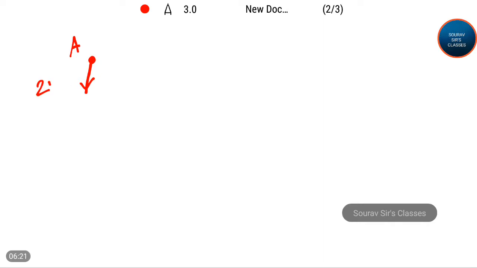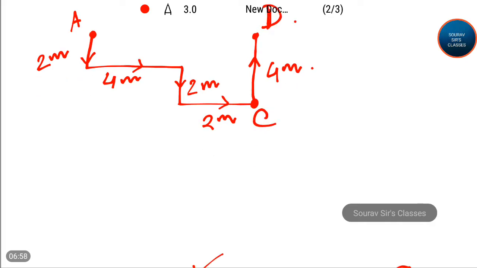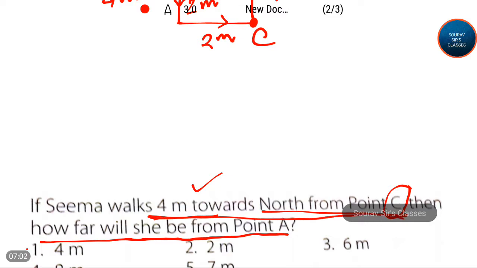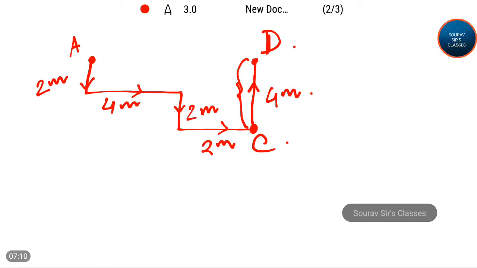Now then, in this side, this was 2 meters, again this was 4 meters, this is 2 meters, and this is again 2 meters. Well, this is also 4 meters, and this is the end point, that is D. And this point was C. We said that if Seema walked 4 meters towards the north from point C, so we draw this line 4 meters towards north from point C, and we have to find out the distance between A and D. So we have to find out this distance.